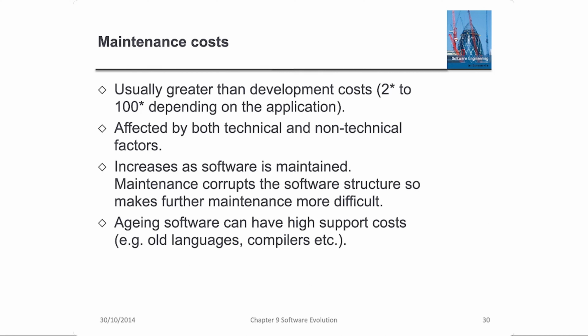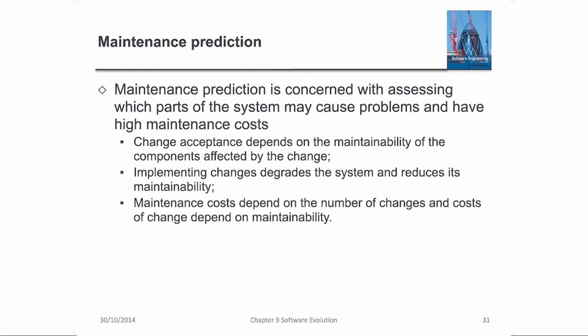So, moving on to maintenance prediction, you might be asking, can we predict these maintenance costs in advance? Probably yes. Let's see. Maintenance prediction focuses on identifying system components that may pose future problems or incur high maintenance costs. It evaluates how changes affect the maintainability of code or components, acknowledging that system alterations can degrade the structure, thus reducing maintainability over time. Essentially, the more changes made to the system, the higher the maintenance cost. So there is a link between the number of changes that we make to the system and the maintenance cost. Once you increase the changes to the system, the cost will increase too.